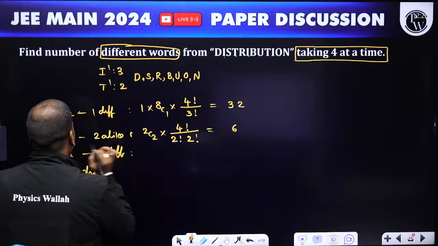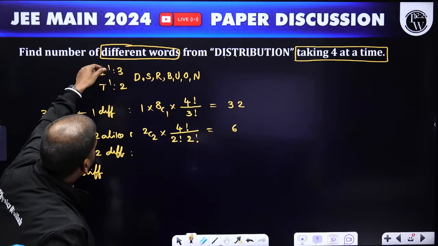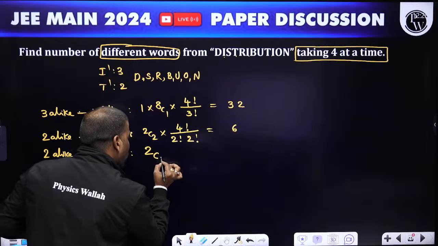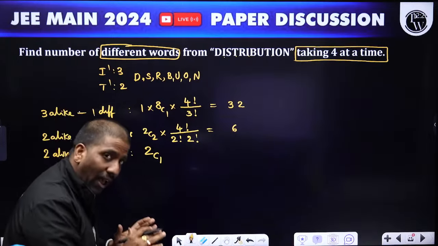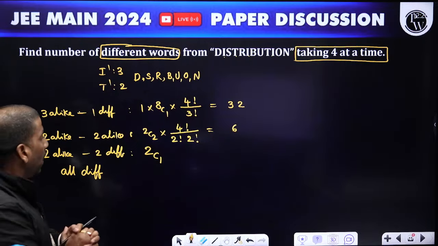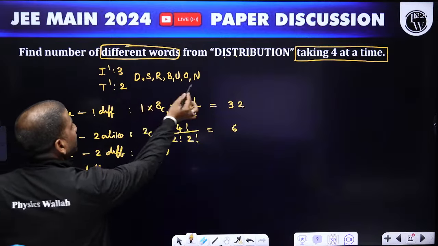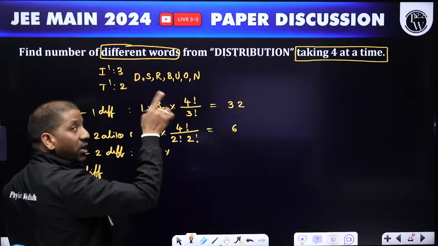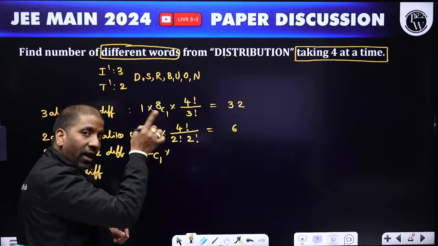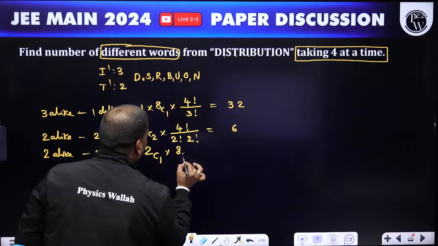Next, 2 alike of one kind. So two such groups are there. Either you can take both I or both T. So that means out of the two choices, take one choice, either both I or both T. How many different? Here 7, because we will take only one between these two. So we left one, so there will be one more different. So 8 different. Out of 8, you need 2.